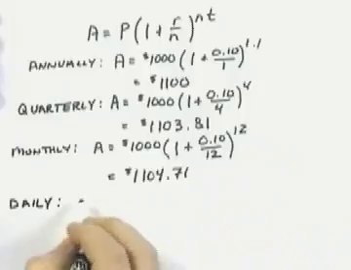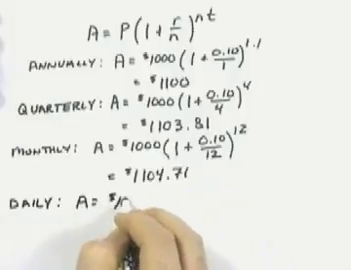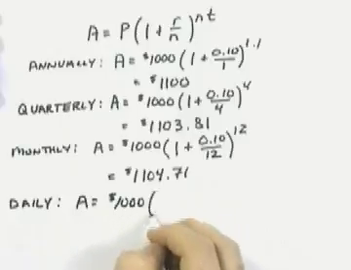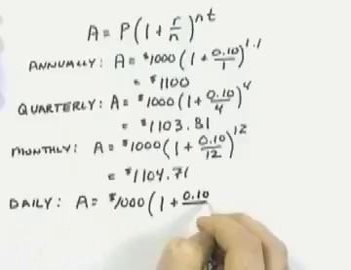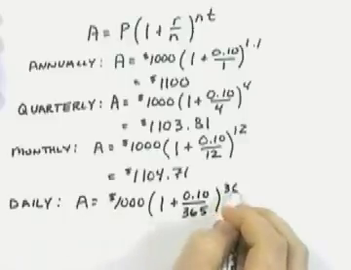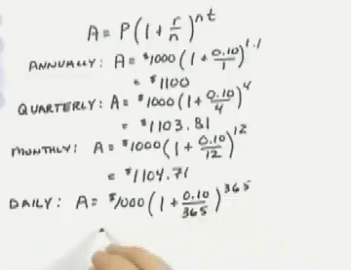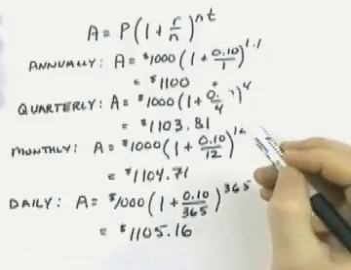Finally, let's do compounding daily. If I do compounding daily, then the value of N is 365. I get $1,000 times 1 plus 0.10 divided by 365 raised to the 365 power. If I work this out, I get $1,105.16.